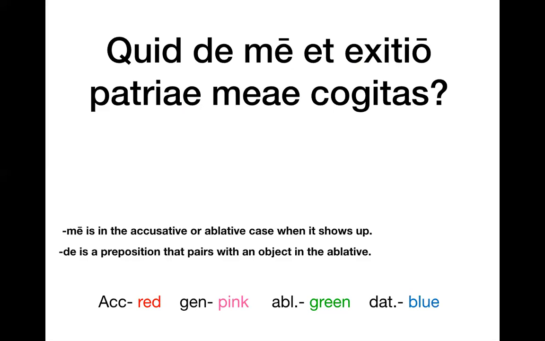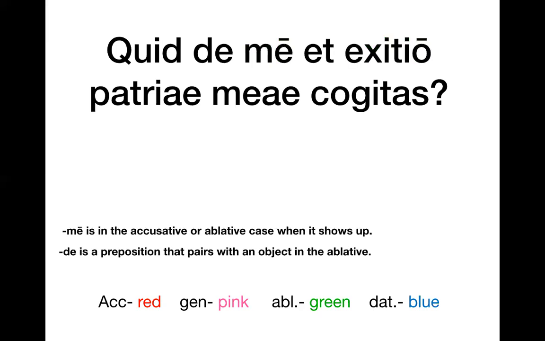Cogitas. Yeah, remember that G is always hard. So quid de me et exitio patriae meae cogitas. Sometimes these endings have so many vowels, it's kind of crazy. And Nathan says he got something like, what do you think about me and the destruction of my father? And I think that's pretty good.